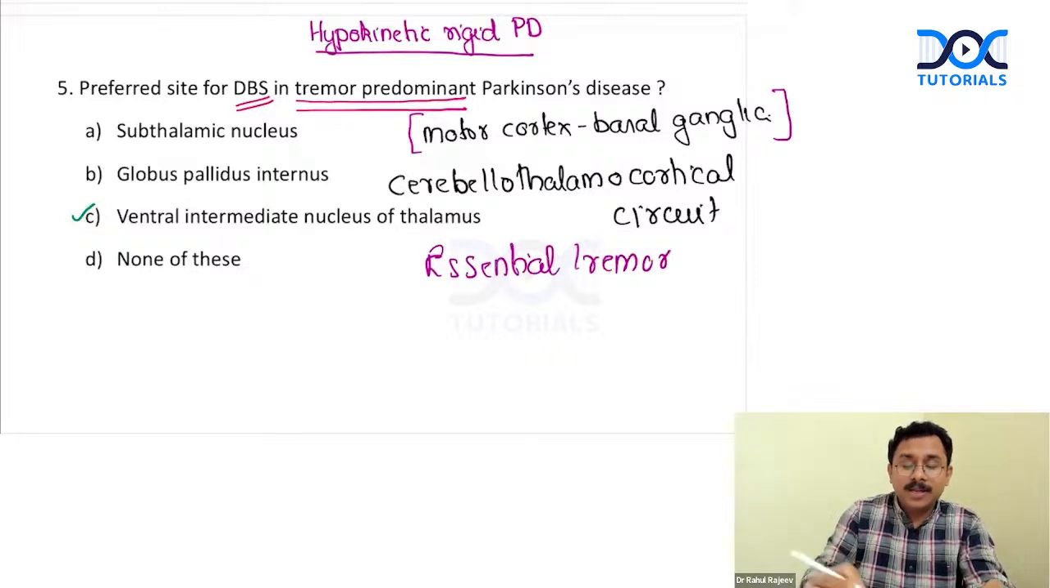So for tremor predominant Parkinson's disease, what is the site where you should be stimulating? It's not the subthalamic nucleus, it is the ventral intermediate nucleus of thalamus.